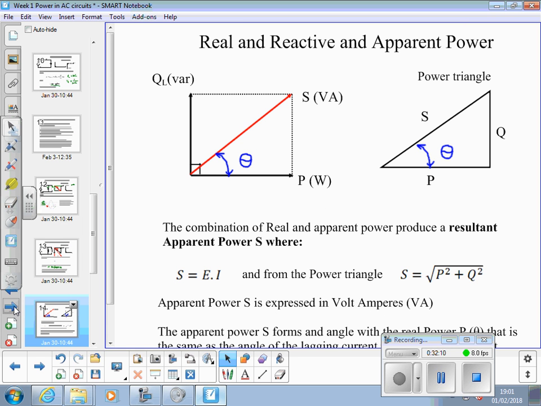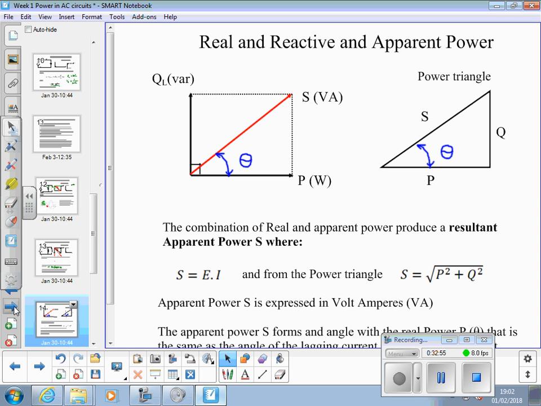So, real, reactive, and apparent power. We've got these two powers that we talked about: P, the real, and Q, the reactive. They also resolve into a triangle, a power triangle. And on the hypotenuse of that right-angle triangle, we get the value S, which is the apparent power for that circuit involving both active and reactive power. S is measured in VA, volt-amperes.